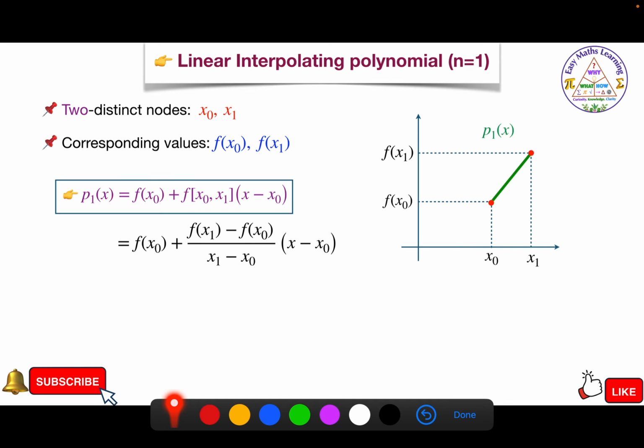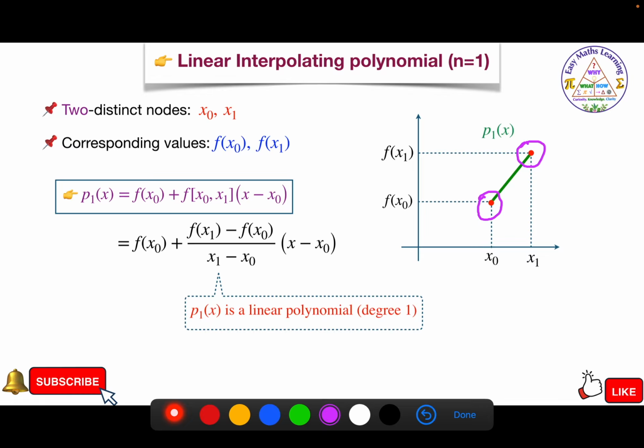If you look at the diagram, p1(x) is simply the straight line joining the two points (x0, f(x0)) and (x1, f(x1)). So for n equal to 1, Newton's interpolating polynomial is a linear polynomial of degree 1.